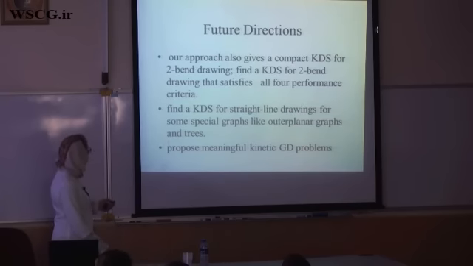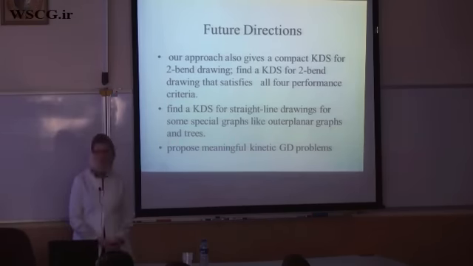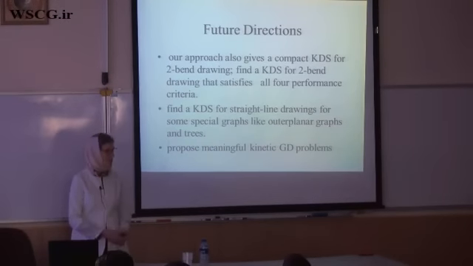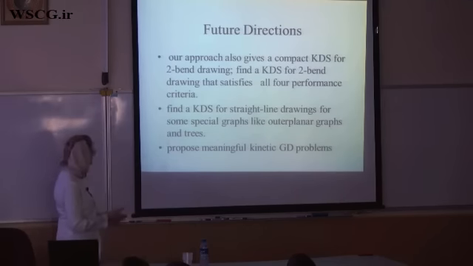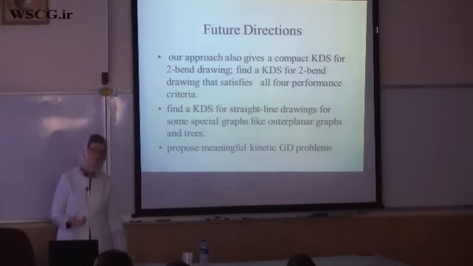Find kinetic data structures for straight line drawings of some special kinds of graphs, like outer planar graphs and trees. And then also, of course, propose meaningful kinetic data structure problems for problems in graph drawing. We were hoping just to have an example. A problem like this would generate people's interest in the graph drawing community and kinetic data structures. So I think it's wide open to suggest graphs that you would like to draw on moving point sets.